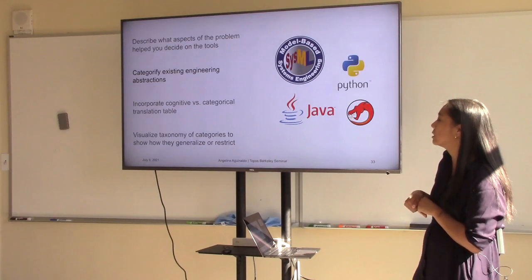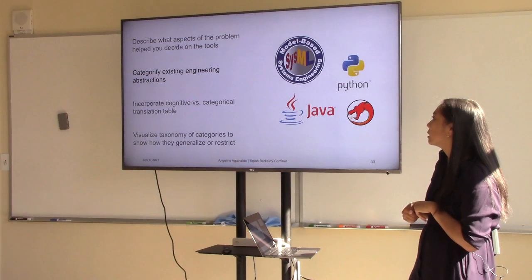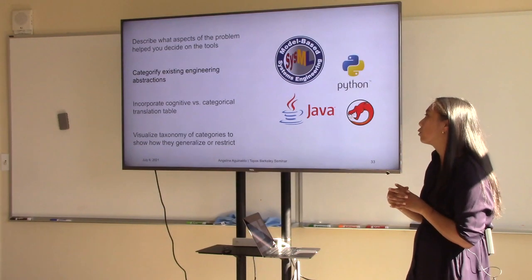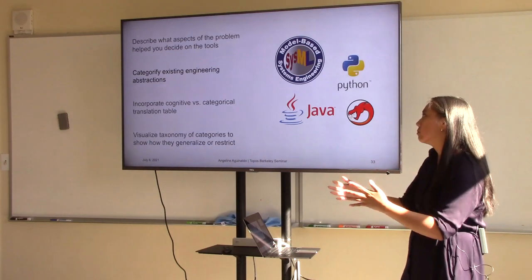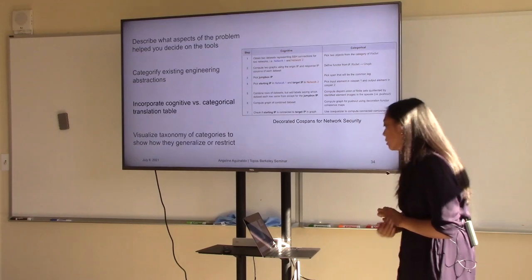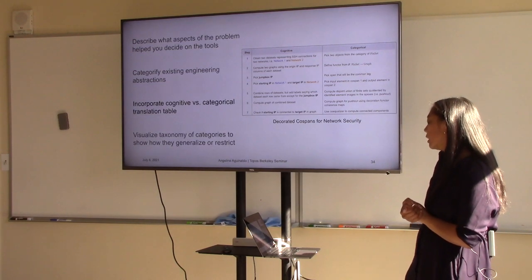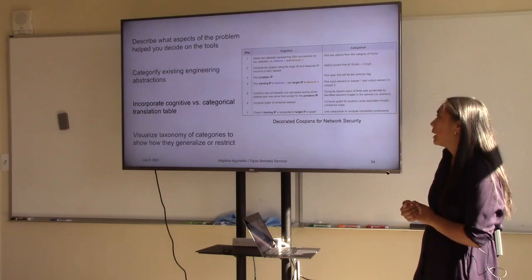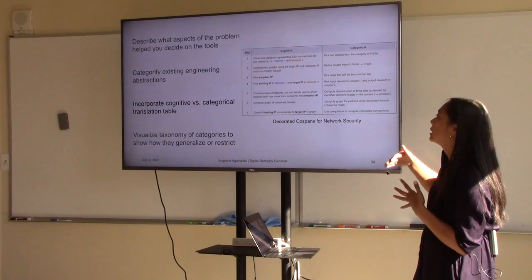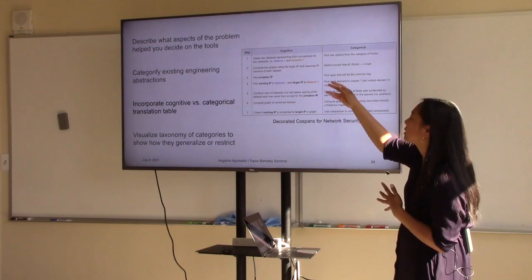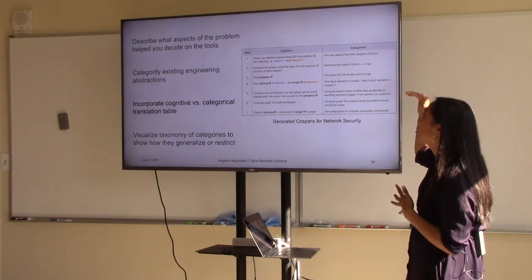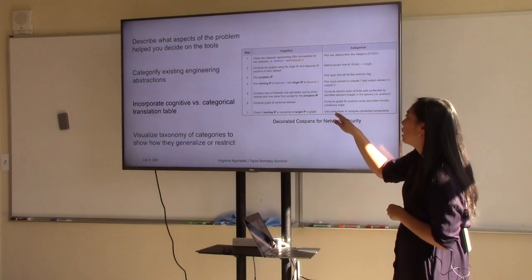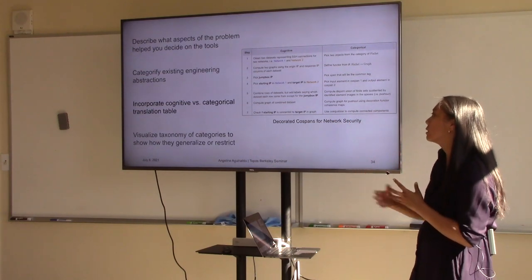Categorifying existing engineering abstractions would probably appeal to a lot of engineers. So taking a look at the P code or model-based system engineering and just explaining what the categorification of these things are would help us enter into the field of engineering. This notion of a cognitive versus categorical translation table is something that I thought about when presenting the decorated co-spans for network security. And at least writing it had really helped me understand exactly the cognitive or translation process that was occurring and how it maps to the categorical operation or categorical step that I took. And so I think this would also be beneficial in bridging the gap between those unfamiliar with the categorical terms.